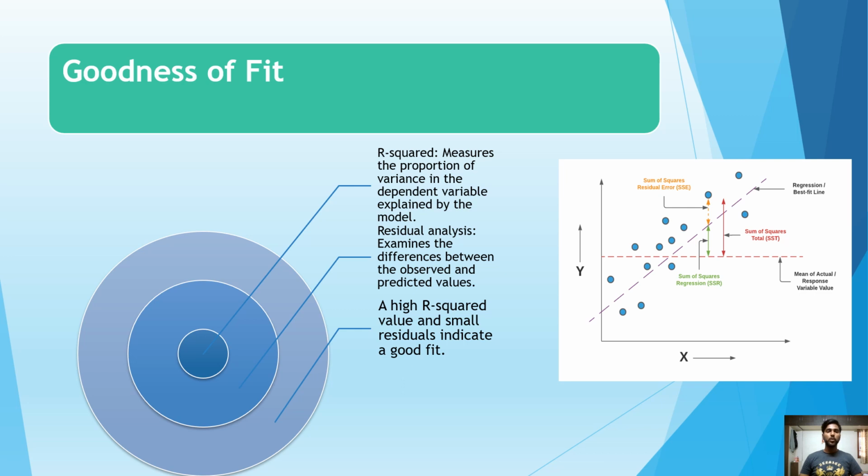Let's see goodness of fit. The first point is R squared. Measures the proportion of variance in the dependent variable explained by the model. The second point is residual analysis. Examines the difference between the observed and predicted values. The third point is a high R squared value and small residuals indicate a good fit.